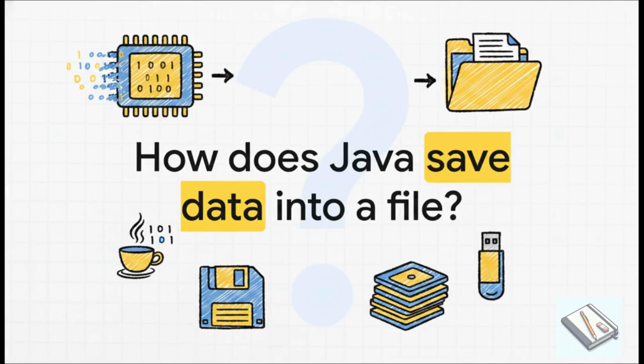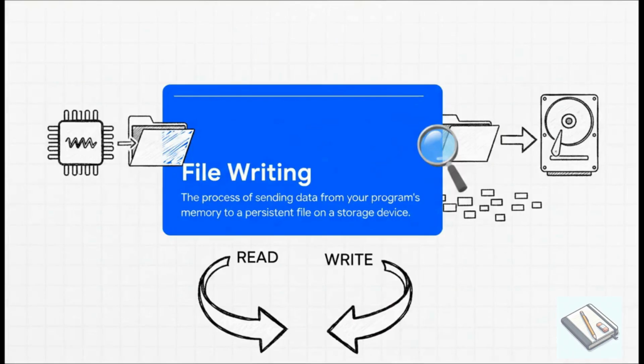Okay, so let's think about this. Up until now, your program has probably only been reading data, right? You're pulling information in. But what happens when the program stops? Poof! All that data in memory is just gone. So how do we get it to stick around? Well, the answer is file writing. And the core idea here is actually super simple. If you already get how to read a file, you're pretty much halfway there. File writing is just doing that whole process in reverse.